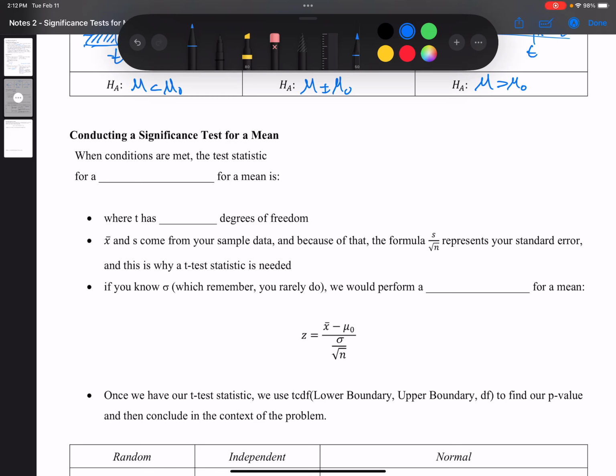All right, so let's go over some specifics about significance tests for means, and then we're going to work. The next video is going to be the actual example.